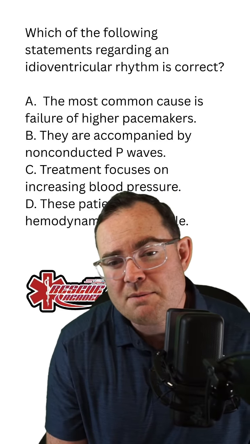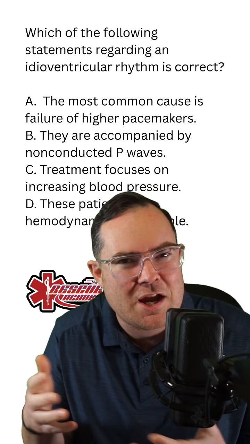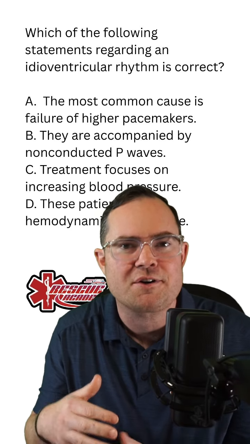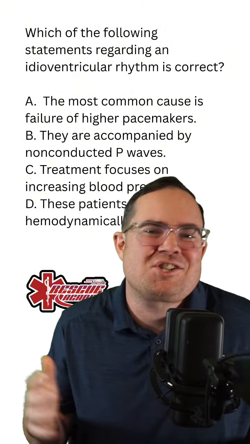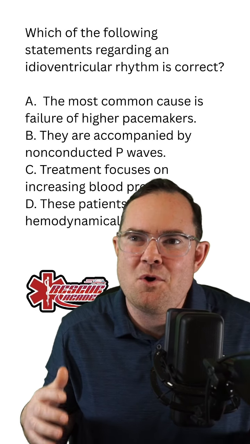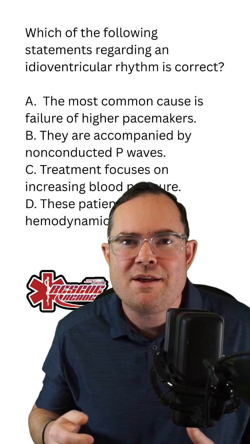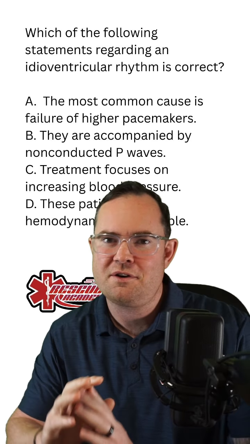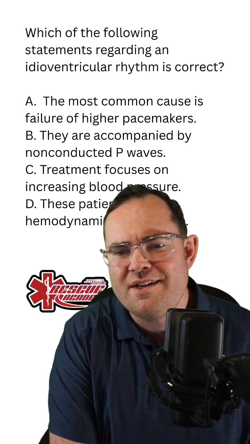B, they're accompanied by non-conducted P waves, just means that the patient has an atrial rate, but there are no QRS or no ventricular contractions that are occurring after that atrial contraction. And we know that that's just not happening, right? Remember, the whole purpose of it being called idioventricular means that the primary pacer is now the ventricles, has nothing to do with the atria. So B, we can just go ahead and discard that as well.